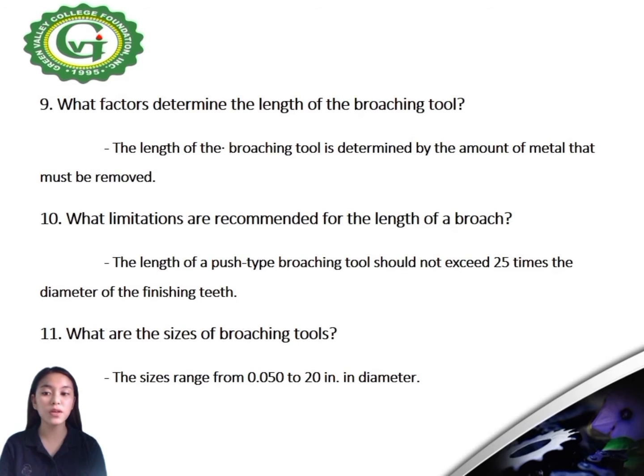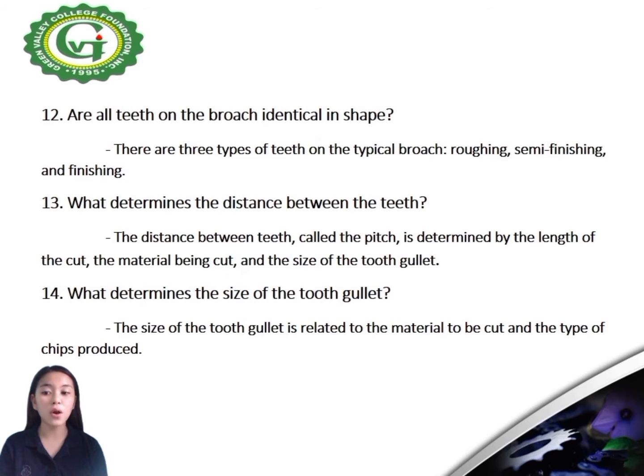What limitations are recommended for the length of a broach? The length of a push-type broaching tool should not exceed 25 times the diameter of finishing teeth. What are the sizes of broaching tools? The sizes range from 0.050 to 20 inches in diameter. Are all teeth on the broach identical in shape? There are three types of teeth on the typical broach: roughing, semi-finishing, and finishing.